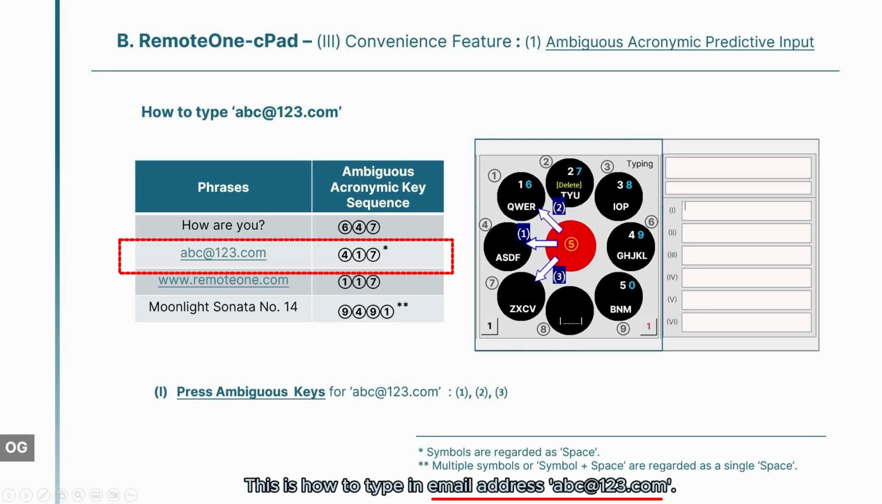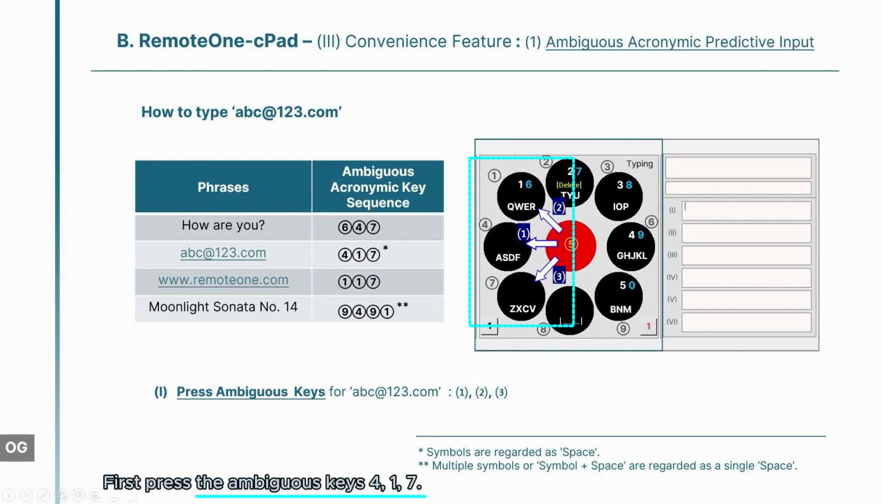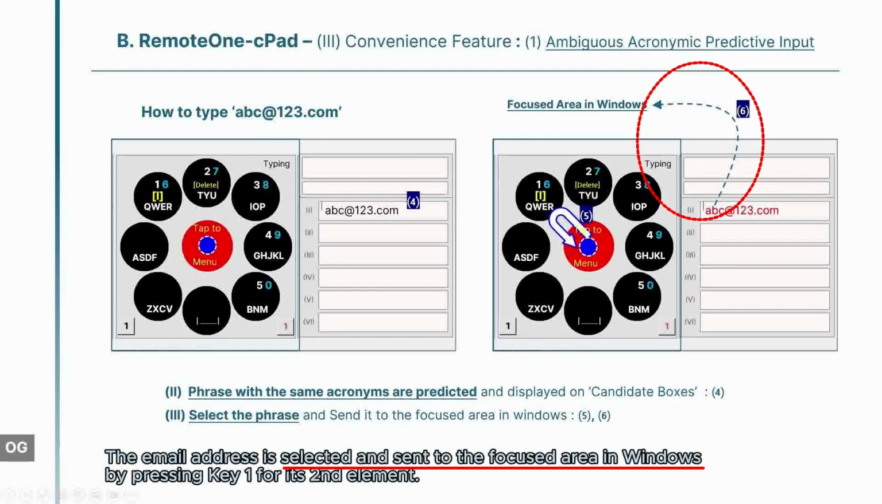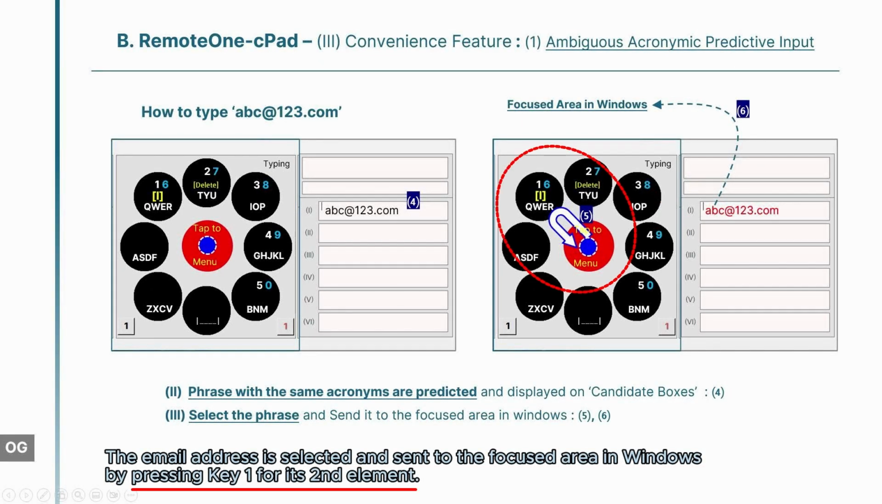This is how to type the email address abc@123.com. First, press the ambiguous keys for 1, 7. Then the email address appears in the candidate box. The email address is selected and sent to the focused area in Windows by pressing key 1 for its second element.